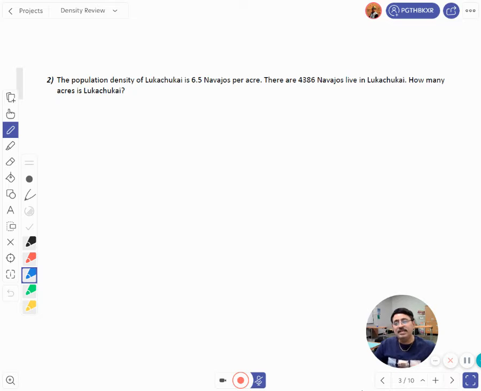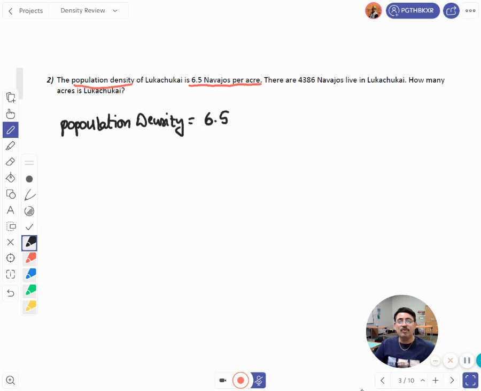The population density of Lukachukai is 6.5 residents per acre. So let me write the information. The first one is, oops, spelling mistake, it is population density equals 6.5 residents per acre. So these many people per acre.